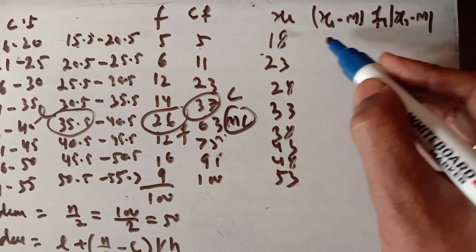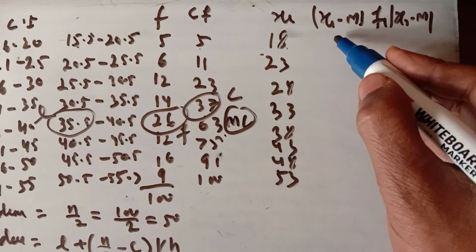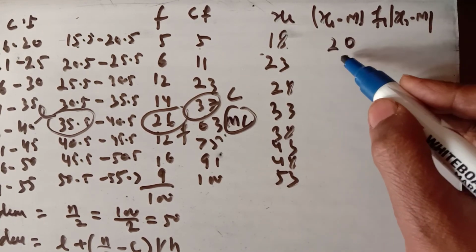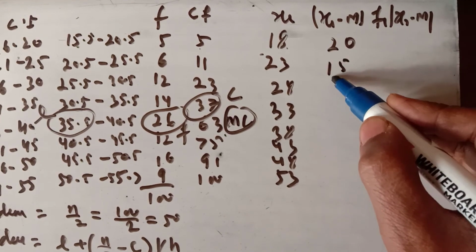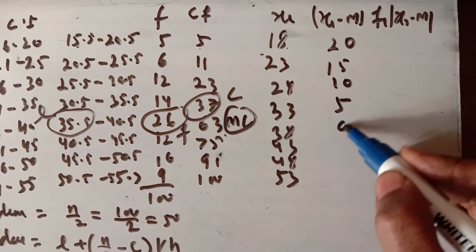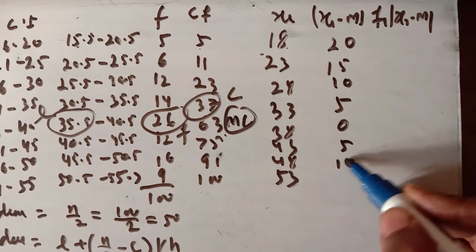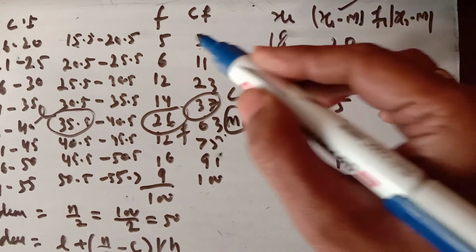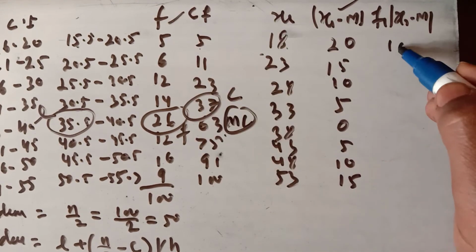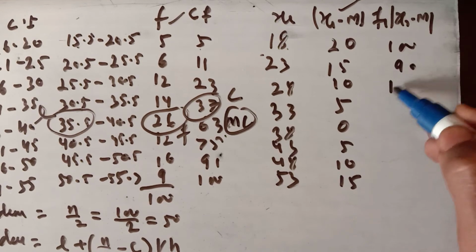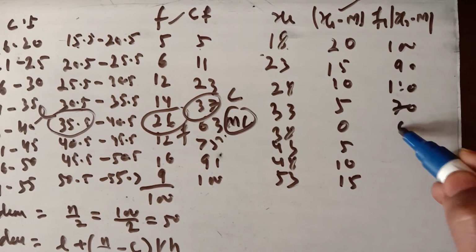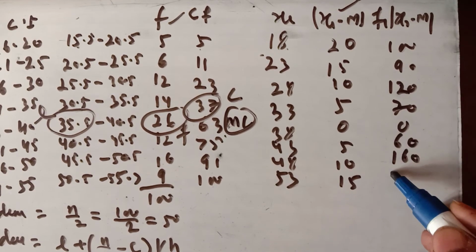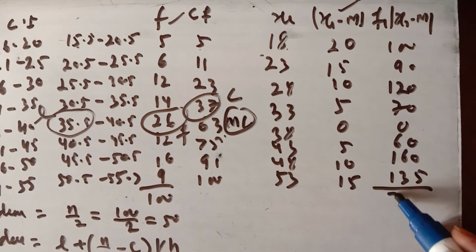So you will do xi minus median. The median we found is 38, so the mod of 18 minus 38 will be 20, then 15, this is 10, then 5, then 0, then 5 will come, then 10, and 53 minus 38 is 15. Multiply with the frequency, so multiply this with the frequencies: 20 into 5 is 100, 90, 120, 70, 0, 60, 160 and 135. The total sum of this is 735.